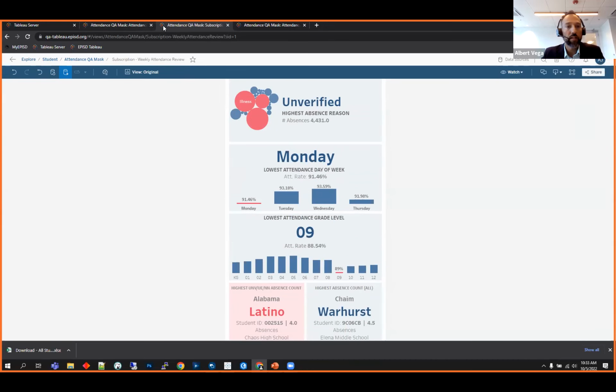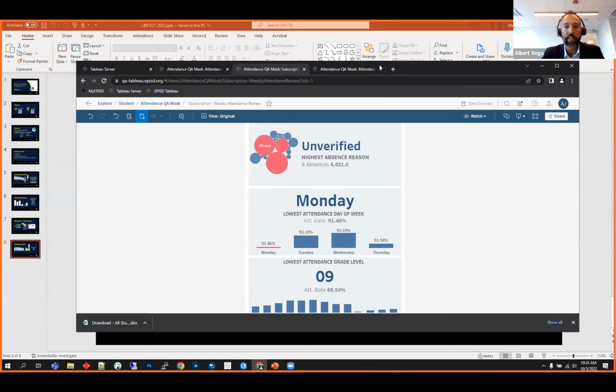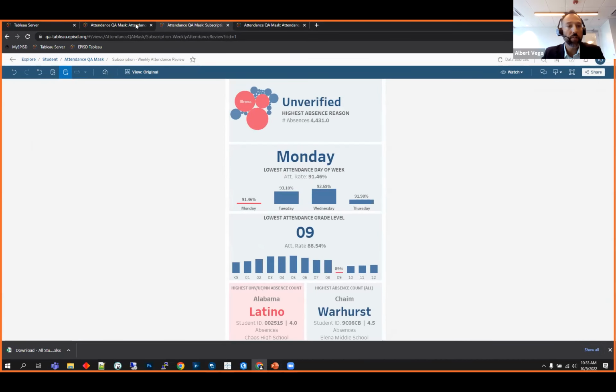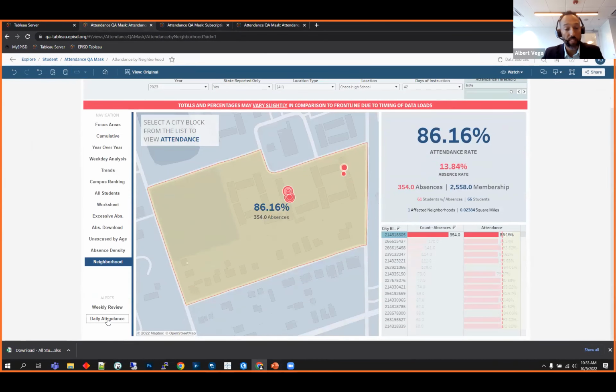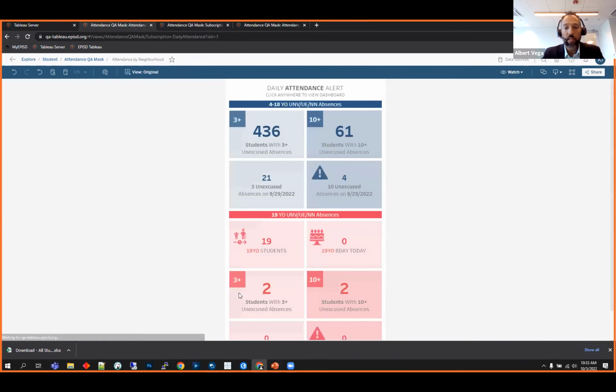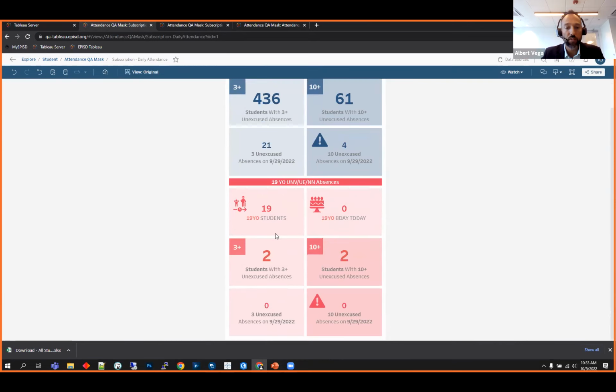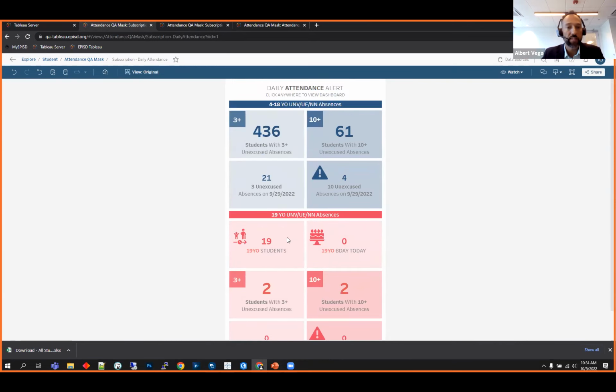The other page that we like to send to the user's inbox is a daily reminder. Every morning, the attendance clerks and administrators receive an email in their inbox that shows how many students have excessive absences, 3 or more, 10 or more. There are also some age breakdowns here. So we see the 4 through 18 year olds, and we also have some 19 year olds in here. All of that information is sent on a daily basis.